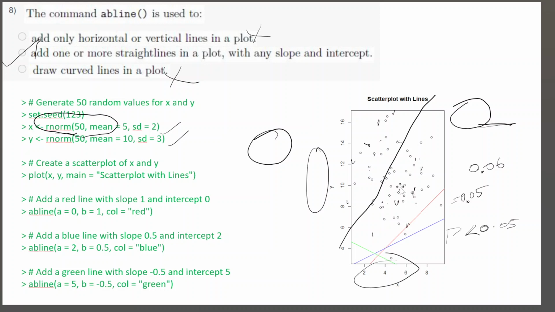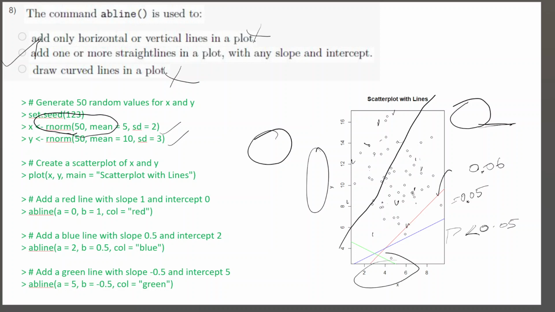Now what I'm trying to do, in this scatter plot, is draw a red line with slope 1 and intercept 0. You can see the abline with a equal to 0, which is the intercept, and b equal to 1, which is the slope, in color red. So you can see this is the one.